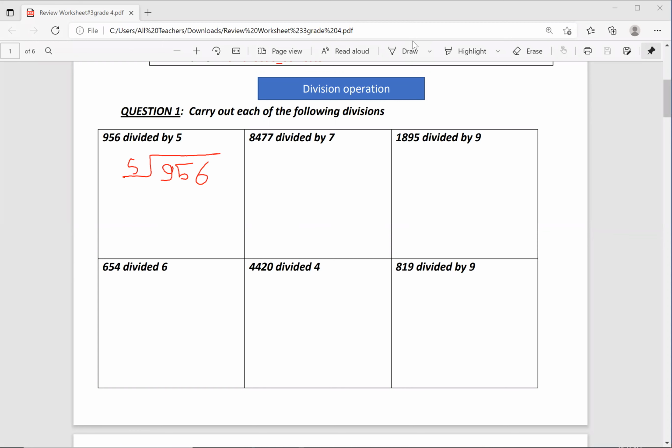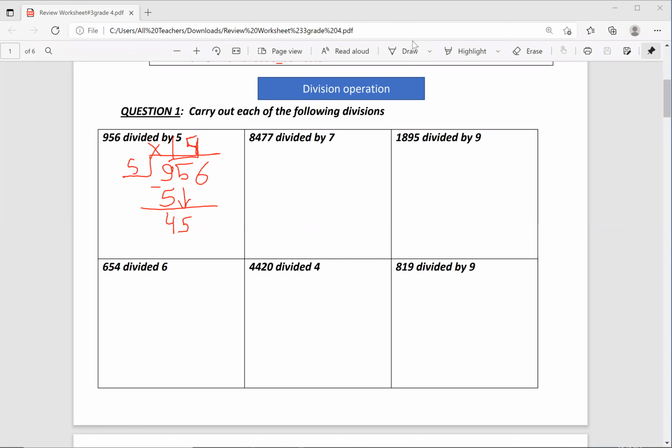So here you take the 9. What's 9 divided by 5? So how many 5s do you have in the 9? We have 1. 5 times 1, it's 5. You subtract 9 minus 5, it's 4. Now you bring down the 5. 45 divided by 5, it's 9.